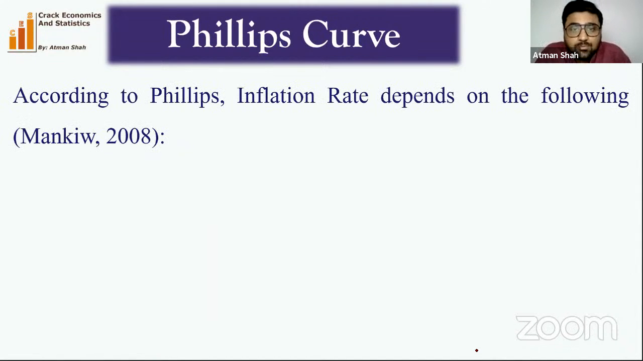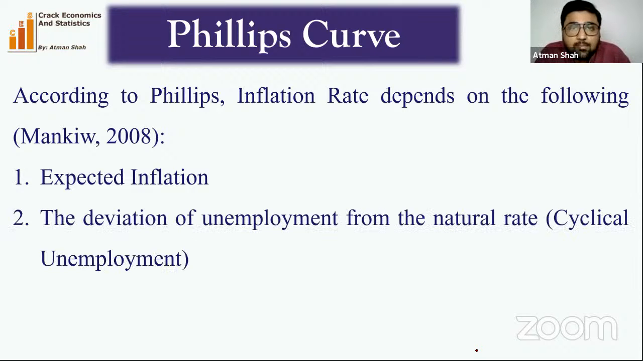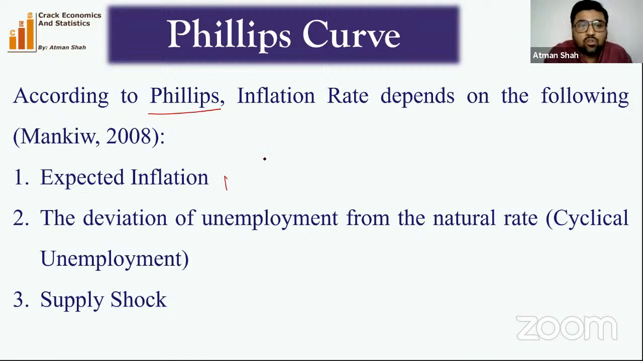So according to Phillips, the inflation rate depends on three things. First, expected inflation. Second, the deviation of unemployment from the natural rate of unemployment, which is also known as cyclical unemployment. And third, supply shock. So according to Phillips, these three variables affect the inflation rate in the economy. Or in other words, we can say that the inflation rate depends on these three things.